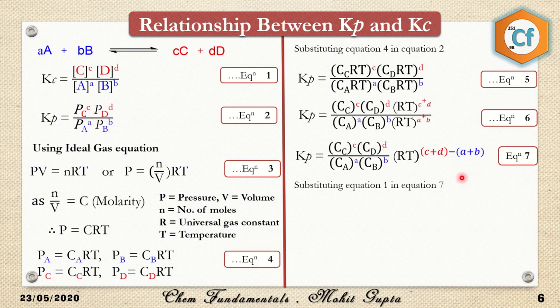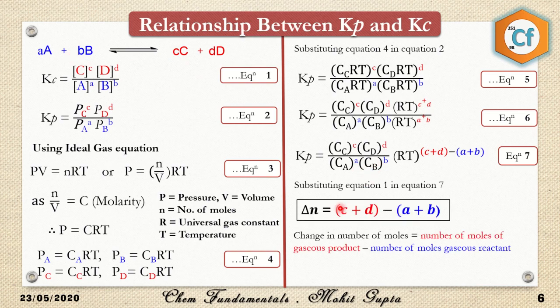Now what I'll do, I'll substitute equation 1 in equation 7. Moreover, C plus D is the stoichiometric coefficient of the product minus the stoichiometric coefficient of the reactant. So it is the number of moles that are changing from reactant to product. So we can write delta N is equal to C plus D minus A plus B, which is the change in the number of moles. So we can write the number of moles of gaseous product minus the number of moles of gaseous reactant.